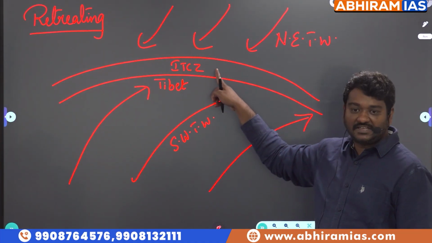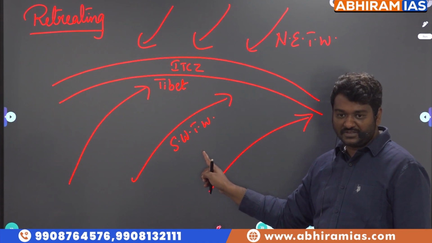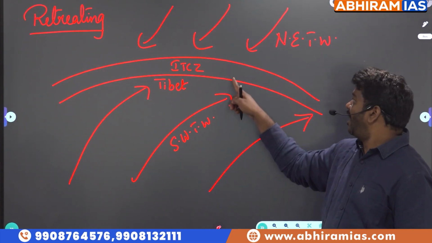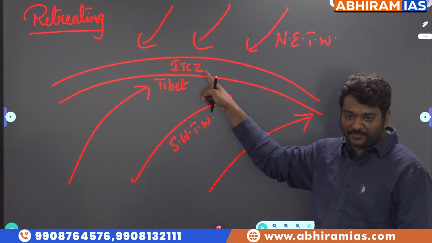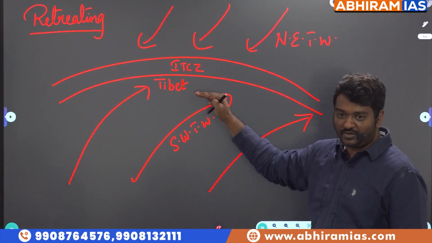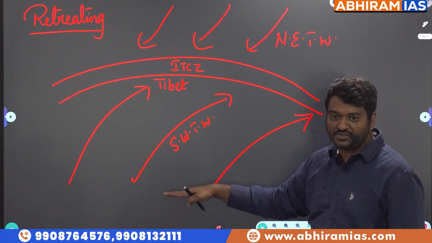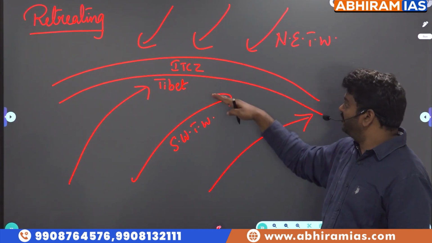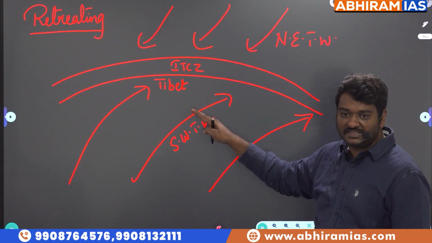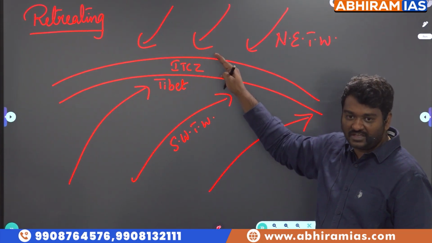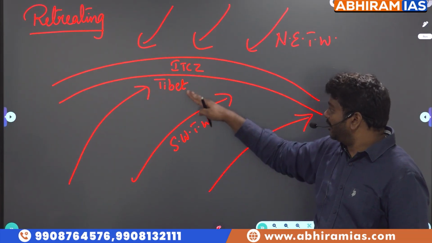Ma'am, ITCZ is present over Tibet. Below Tibet, we have southwest trade winds, that is southwest monsoons. Above this, we will have northeast trade winds. After September, ITCZ shifts down. As ITCZ shifts down, southwest trade winds go down. And which one will come? Northeast will come. So southwest is replaced by northeast trade winds. That's why it is called retreating.